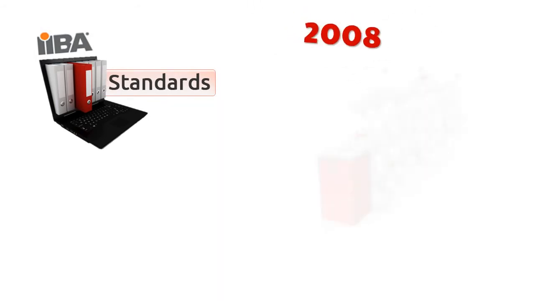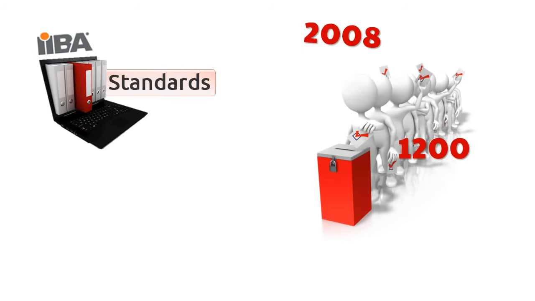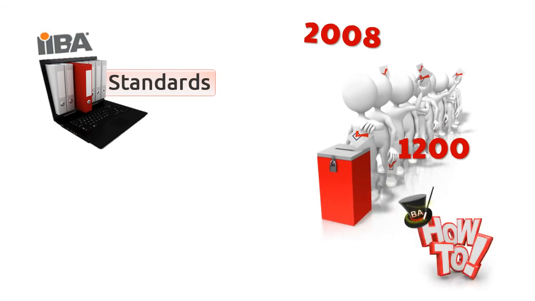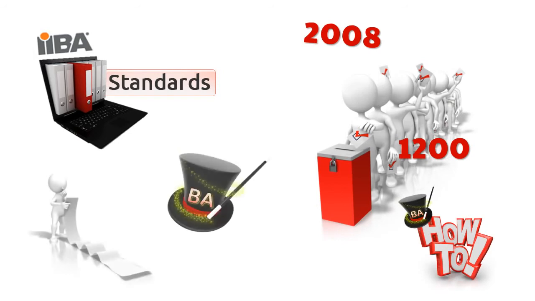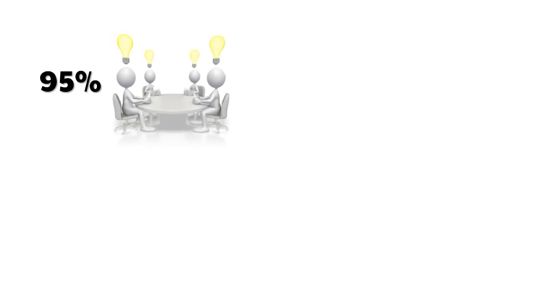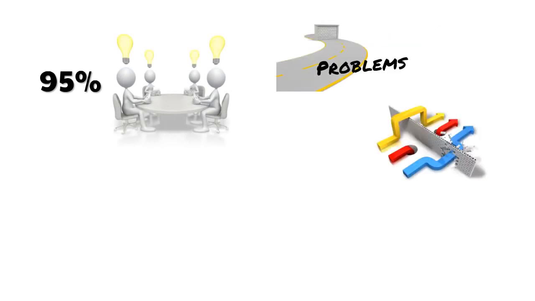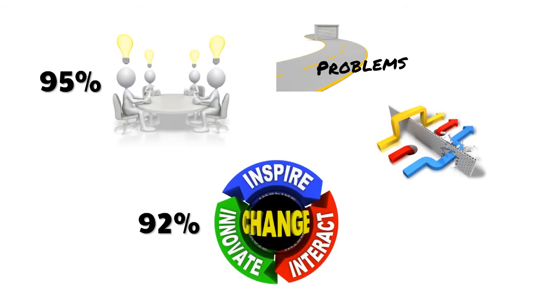The IIBA is an organization dedicated to defining standards and practices for the business analyst community. A 2008 survey of around 1,200 business analysts asked what specific techniques business analysts needed to do their job. The responses are revealing as a list of topics that those who need to do business analysis work should know. 95% use brainstorming as a tool for business problem identification and solution definition. 92% deal with change requests for managing requirements.